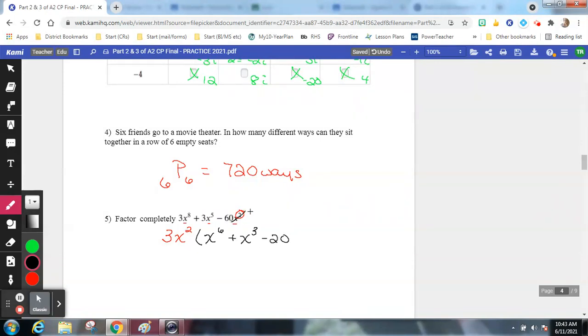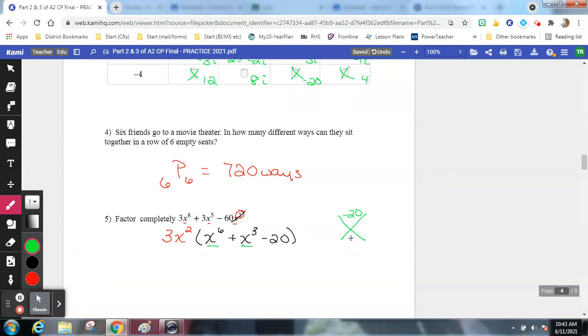X squared, take it away, that should go away. Then from here, I can factor this. I know it doesn't look normal. We have an x to the 6, but as long as these are half of each other, those powers, I can factor like I normally would. I can do my diamond method.